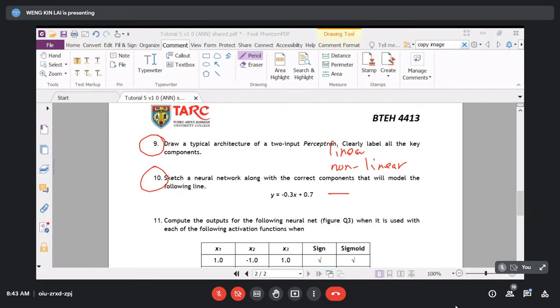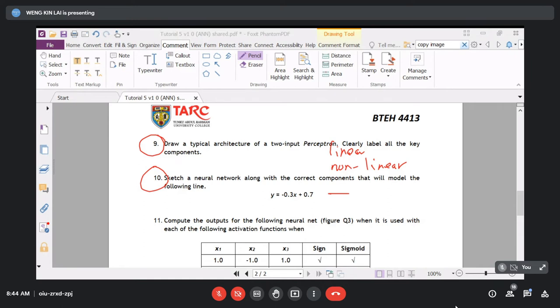Yes, sir. This, I think, is a linear equation. Correct. Linear. Thank you. So, when you look at it and say linear equation, what is the first thing that comes to your mind? Especially when we're talking whole morning about artificial neural networks. What's the first thing that comes about?